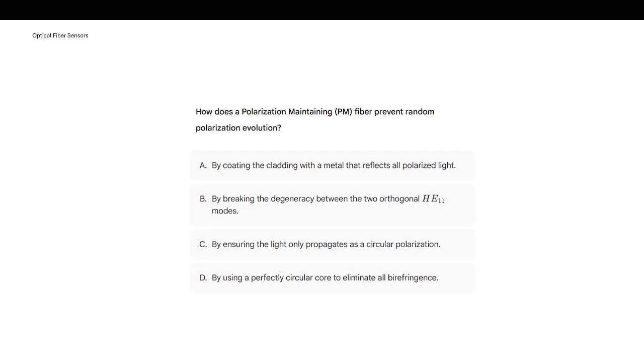How does a polarization maintaining PM fiber prevent random polarization evolution? Option A, by coating the cladding with a metal that reflects all polarized light. B, by breaking the degeneracy between the two orthogonal HE11 modes. And option C, by ensuring the light only propagates as a circular polarization. And option D, by using a perfect circular core to eliminate all birefringence. Let me know your answer.